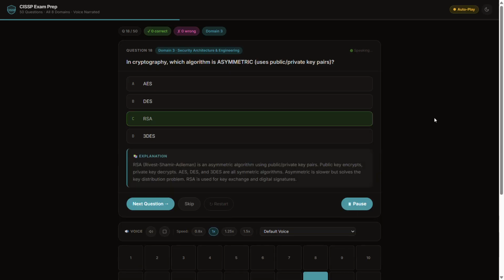Correct answer: C. RSA, Rivest-Shamir-Adleman, is an asymmetric algorithm using public/private key pairs. Public key encrypts, private key decrypts. AES, DES, and 3DES are all symmetric algorithms. Asymmetric is slower but solves the key distribution problem. RSA is used for key exchange and digital signatures.